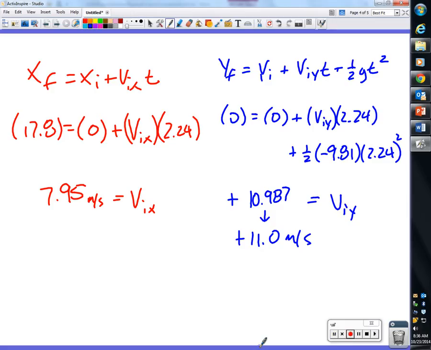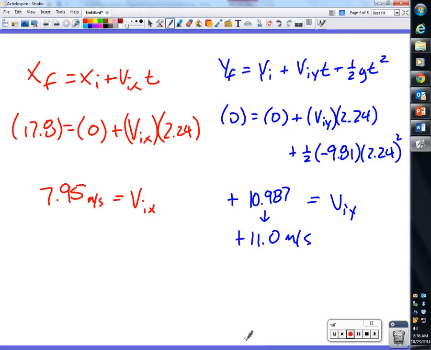Just make sure that we understand that X is always going to be in the same direction, because if there's no acceleration, it's always going to be in the positive direction. But Y can be up or down depending on the problem that we're doing, okay? All right.